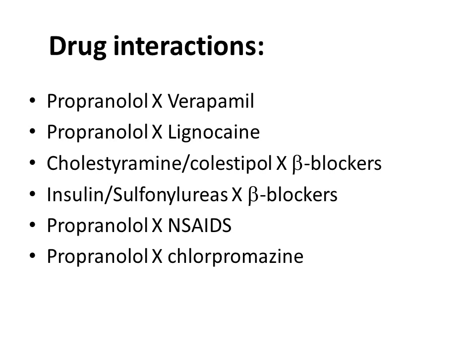Cholestyramine and colestipol along with beta blockers. Cholestyramine and colestipol are bile acid binding resins. They bind to beta blockers in the gut and interfere with the absorption of beta blockers. Insulin or sulfonylureas along with beta blockers. Non-selective beta blockers inhibit glycogenolysis and delay recovery from hypoglycemia.